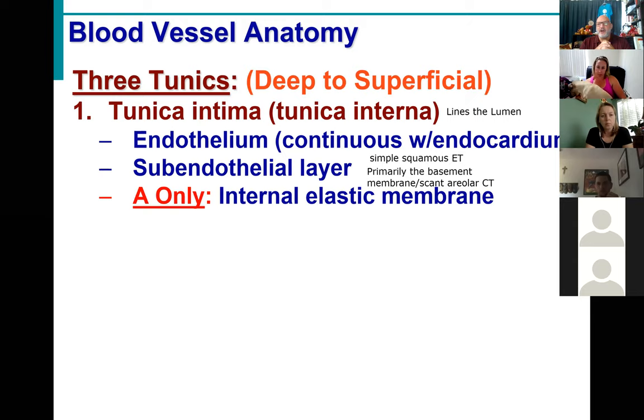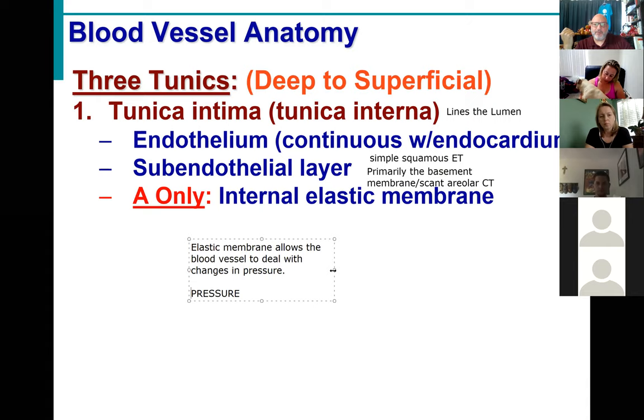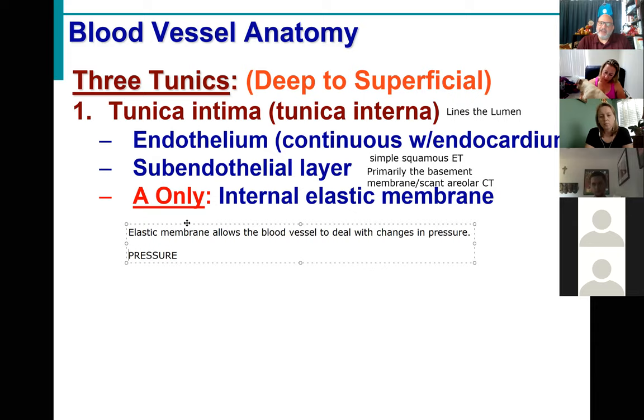One of the important things you have to remember, what makes the world go round? Pressure, absolutely. By having an elastic membrane, it allows the blood vessel to deal with changes in pressure. We will talk about this a little bit, but as you know, it is possible to measure the pressures in an artery, like the brachial artery.